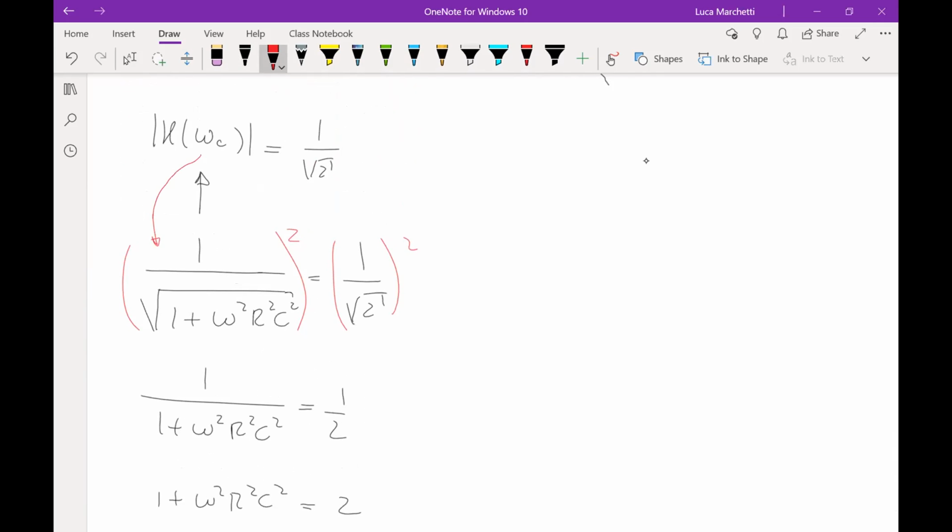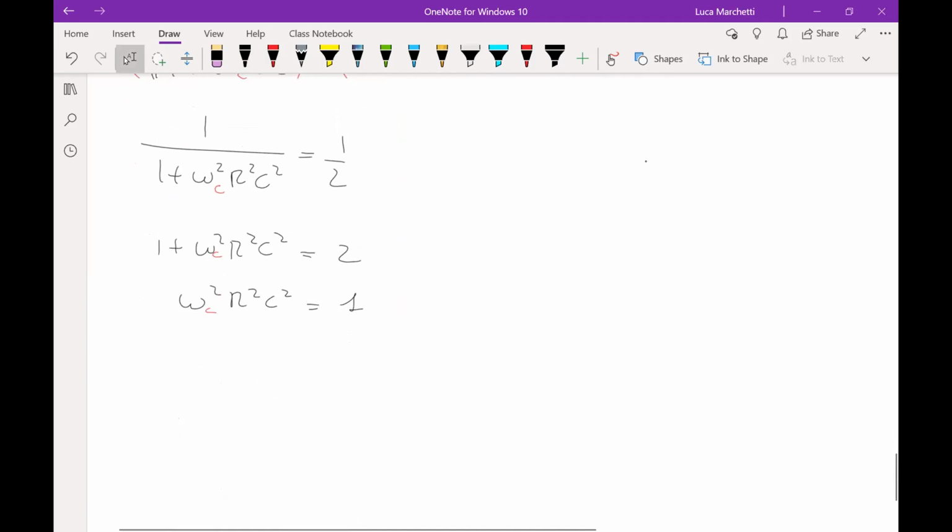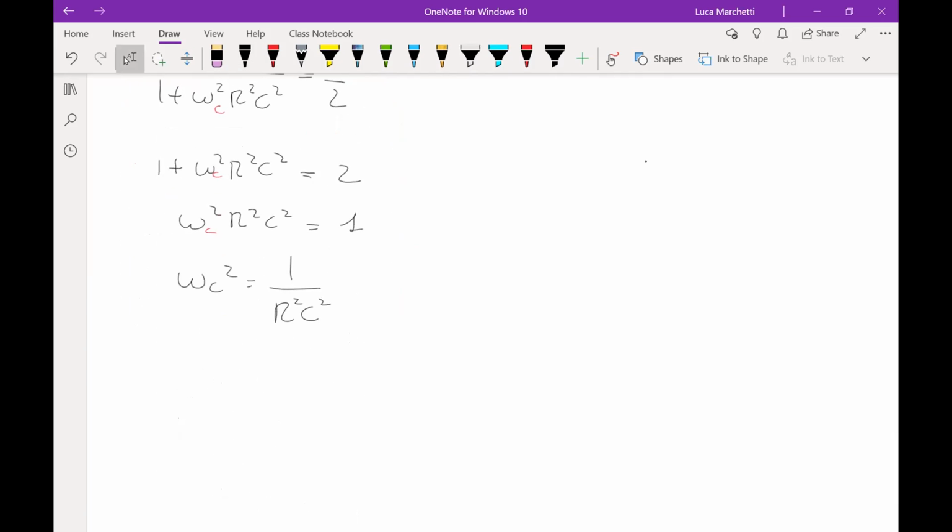And finally, remember that here I have to be precise, because this formula is the frequency response at omega c. So it's important that in the formula I always put the c, because this omega is the omega c. It's not just a variable, but I'm focusing now on omega in omega c. And finally, we can find omega c squared is equal to 1 divided by R squared C squared. And this means that the cutoff frequency of the filter is equal to 1 over RC.